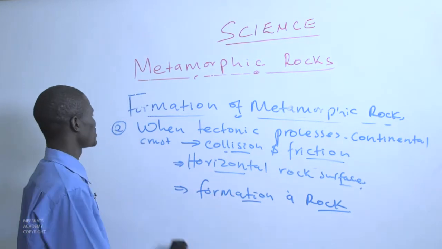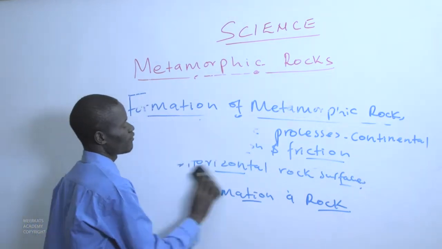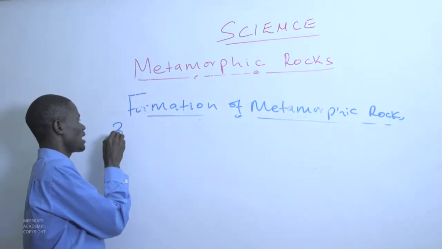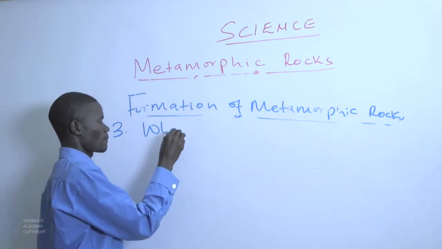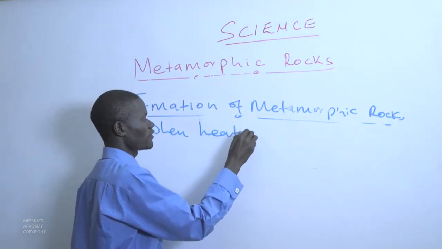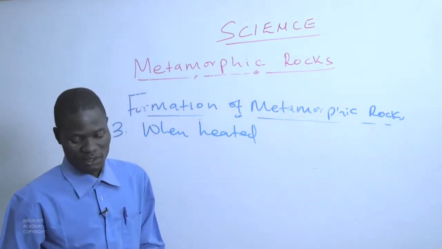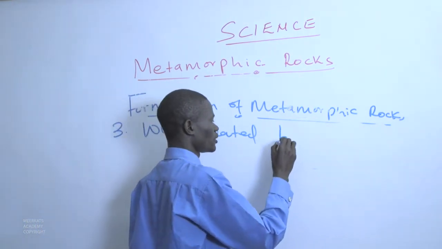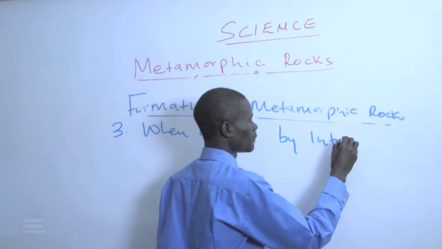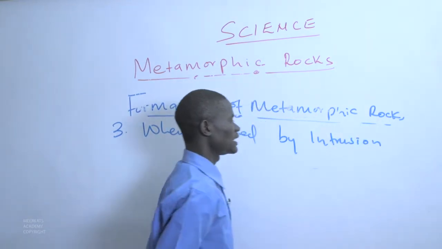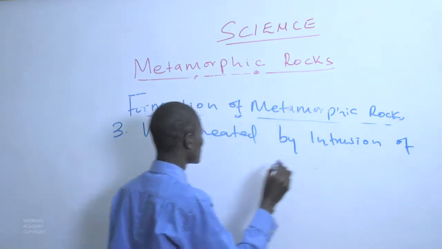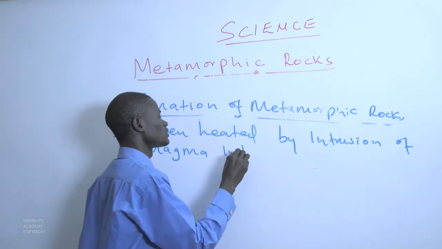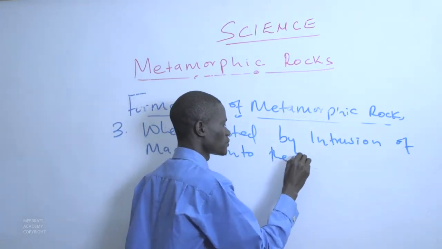The third way, and that is the last bit of how these rocks are formed, they are formed when they are heated up. Metamorphic rocks are formed when the rocks are heated up by intrusion. As we have already seen, the intrusion of magma into the surrounding rocks.